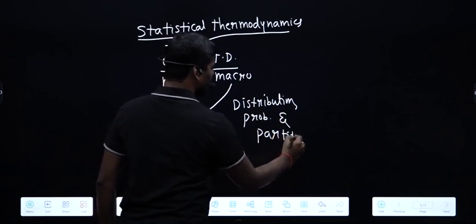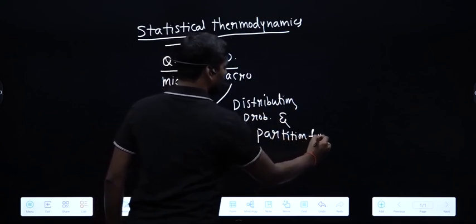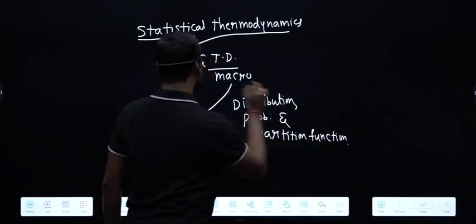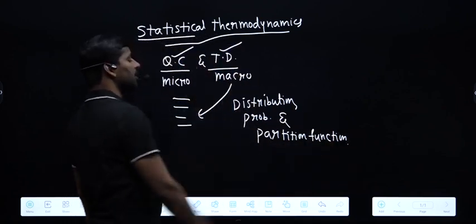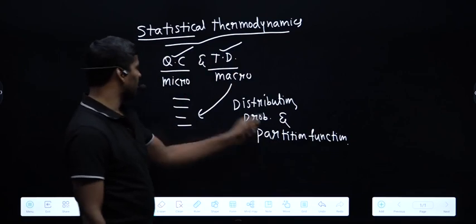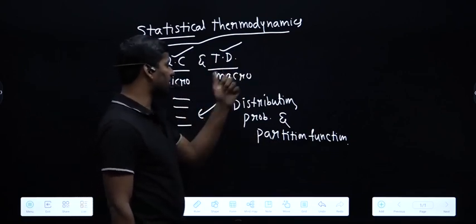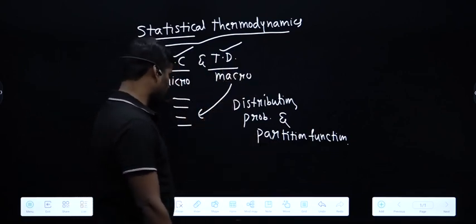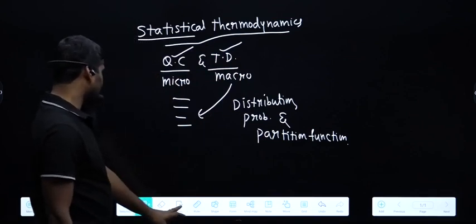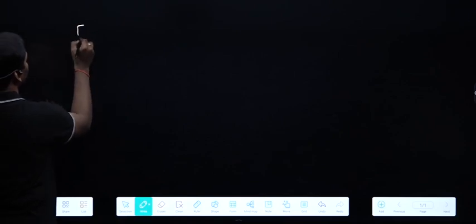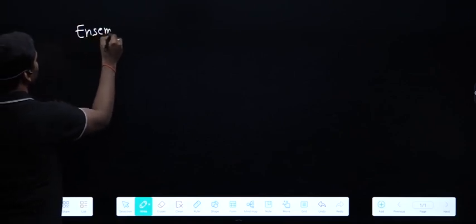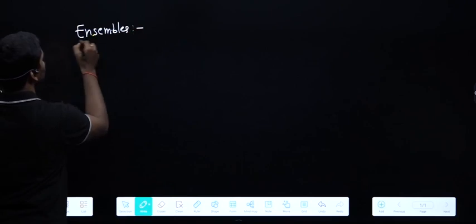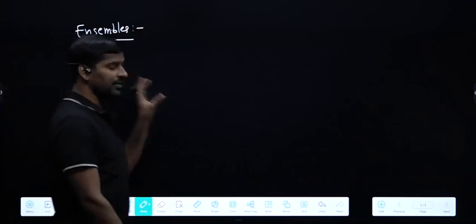The partition function is an important concept. It gives the relation between quantum chemistry and thermodynamics, that is, between microscopic properties and macroscopic properties. In this, first of all, you have to concentrate on ensembles and the different types of ensembles. First of all, what do you mean by ensemble?